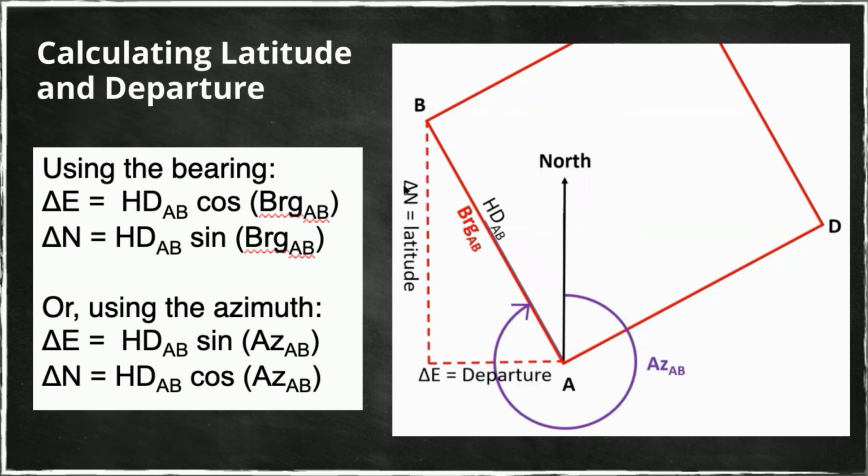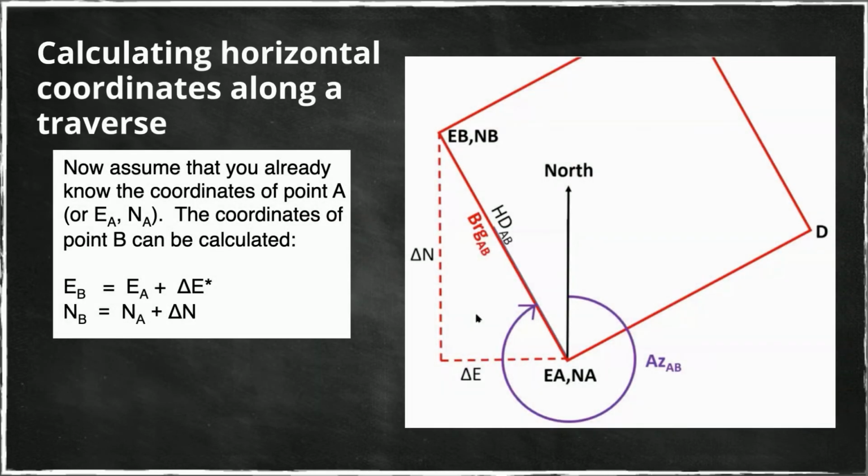Now, one thing to watch though is that if we use bearings, then we use the cosine for this part and the sine for this part, as shown here. If we use the azimuth, then these two get switched. We use sine for this part and cosine for this part. So here we have the coordinates of point A, we want to calculate the coordinates of point B. We simply take easting of A plus the departure gives us the easting of B, or the x of B. We take the northing of A plus the latitude, that gives us the northing of B. And obviously we can repeat that all around the traverse.